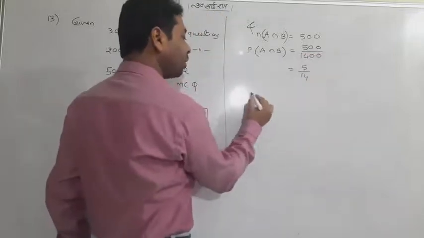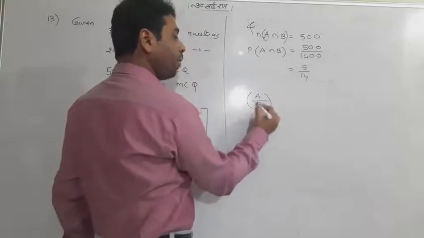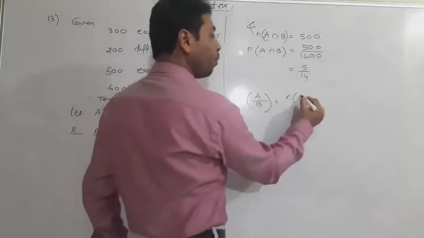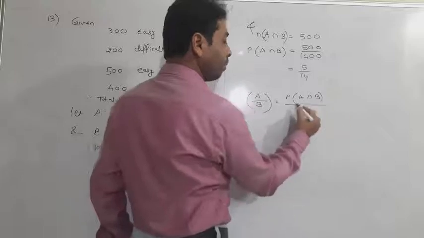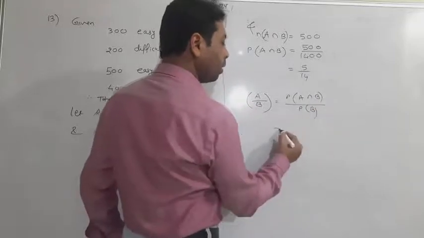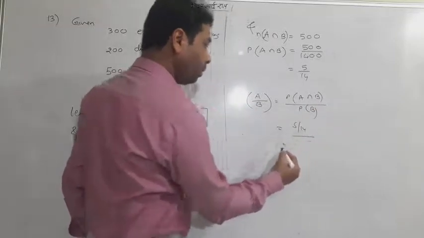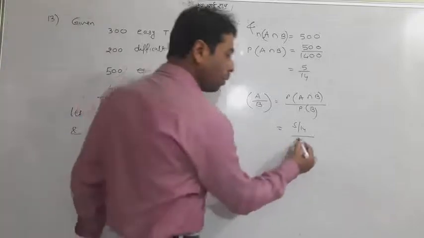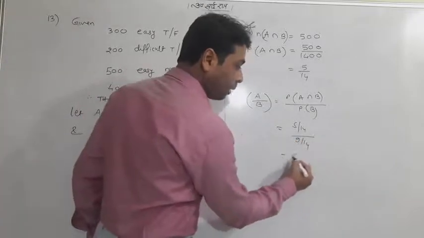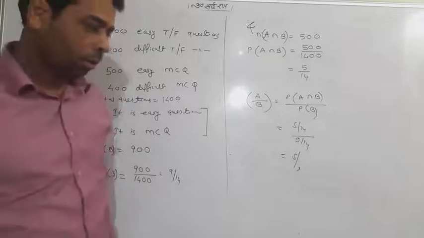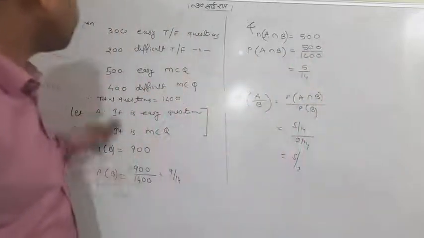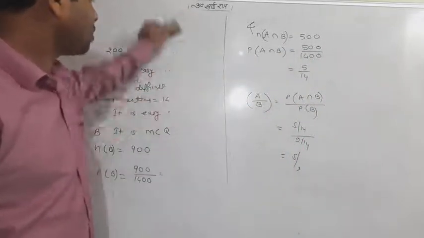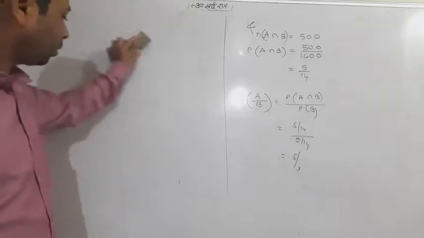Lastly, we have a question. Probability of A when B has occurred, the formula is P of A intersection B upon P of B. Upside is 5 by 14. Downside is 9 by 14. Your answer is 5 by 9. This is the completion. So it was again a very easy question. Okay. Now let's look at one more question.